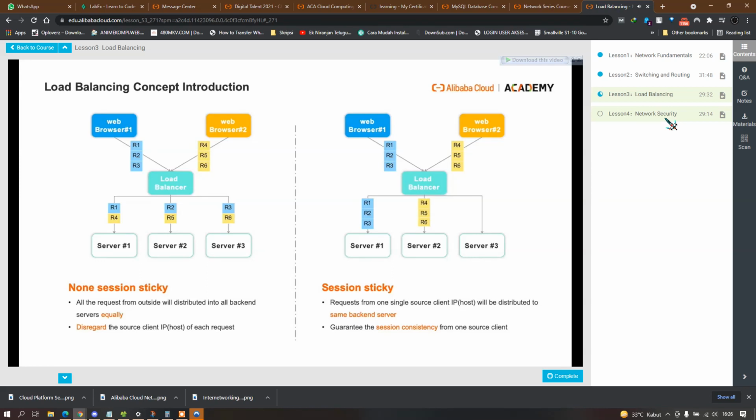And also for web browser number 2, all the requests from it will also be distributed only to one backend server. In this way, we can guarantee session consistency from one source client. Because in some scenarios, if we don't enable session sticky, especially for a website, there will be a result that when you visit the website, you will see some incomplete parts in your website. So this is why we want to enable session sticky, to guarantee session consistency from one source client.